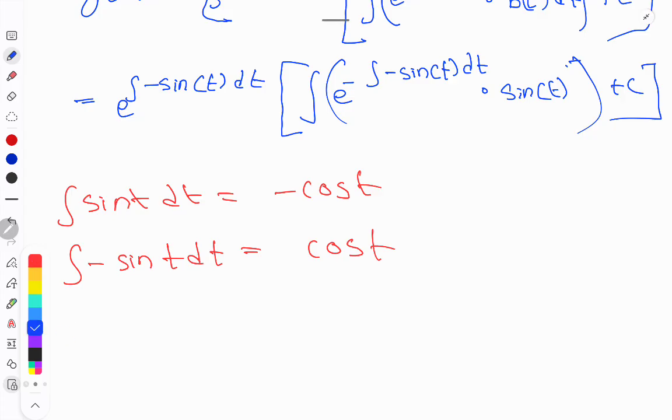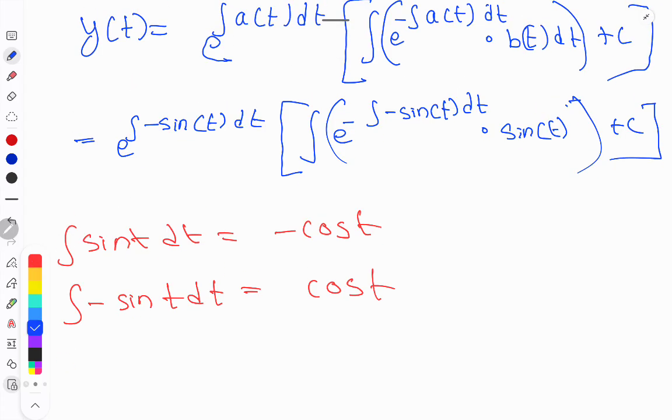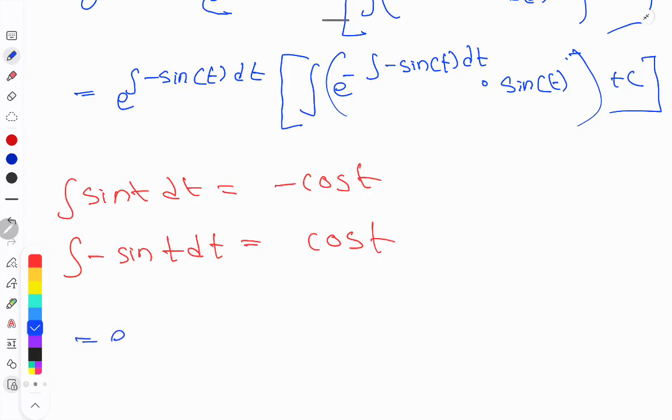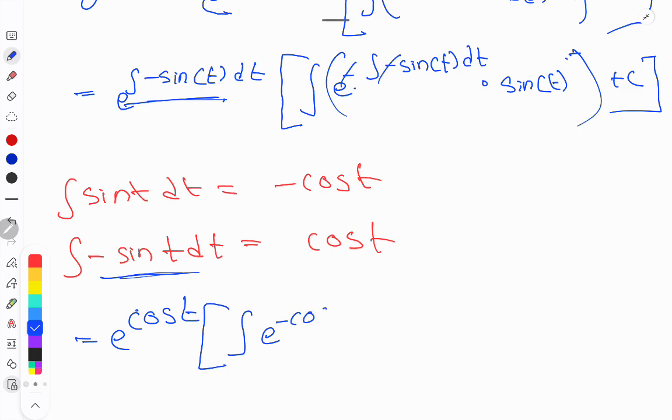So you just put, instead of this one, it will be e^cos t, okay, and this negative will be cancelled out, so just positive sine t, that means you will get negative cos t multiplied with sine t dt plus c.